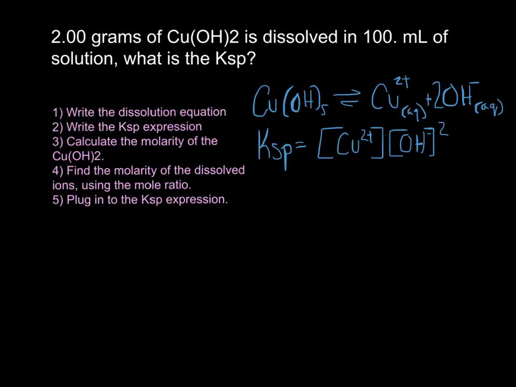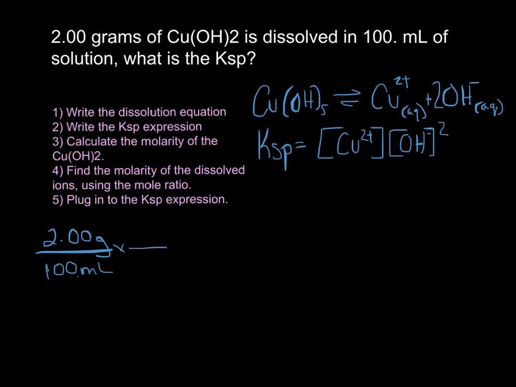Now, the next thing we want to do is find the molarity of the copper hydroxide that is dissolved. So molarity is moles per liter, but we're only provided with grams and milliliters. So we're going to have to do a couple of conversions here. So I'm going to start out with my 2 grams and my 100 milliliters.